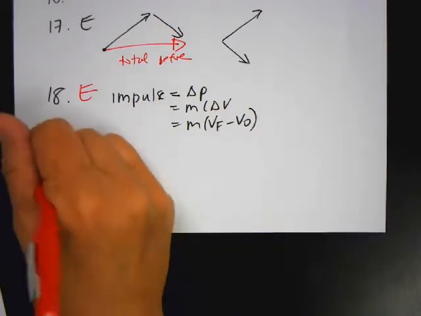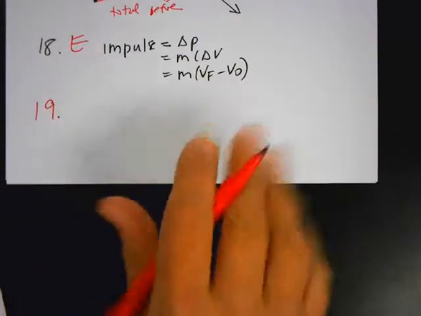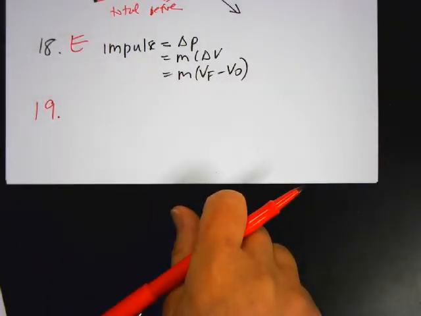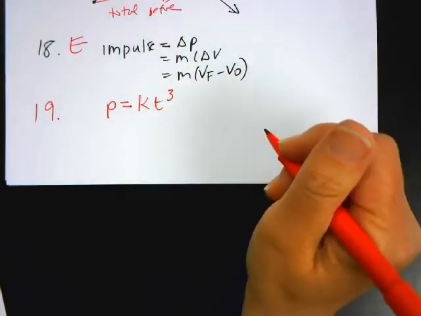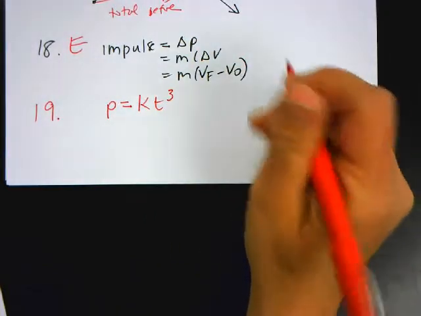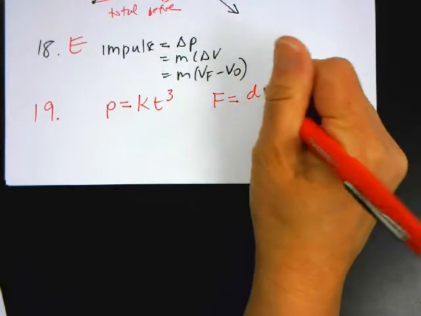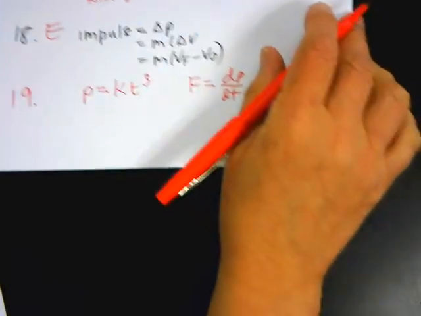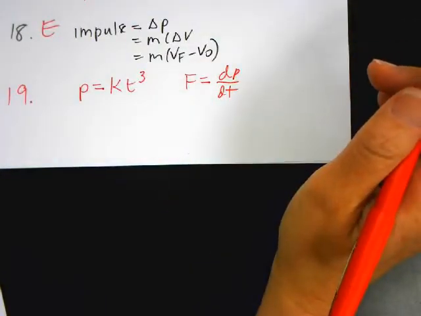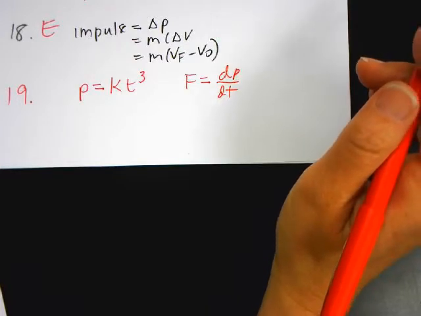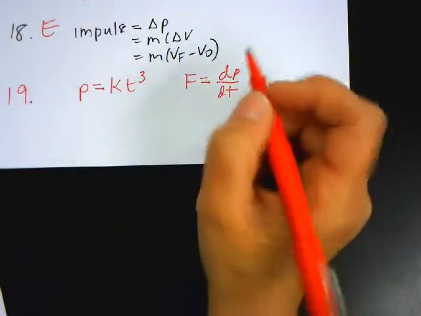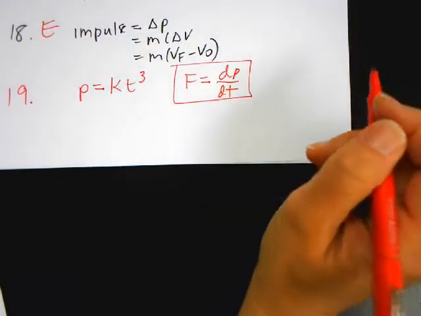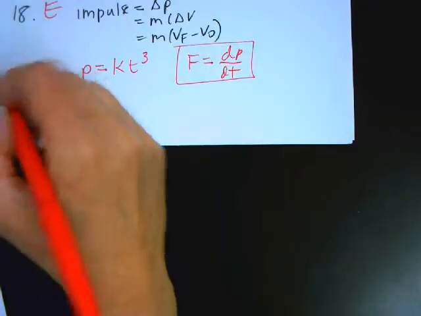Number 19. This is the calculus. The momentum of an object as a function of time is given by the equation. If you see anything like this, it's calculus. So what do you need to remember here? You need to remember that F is equal to dP over dt. So you just take the derivative of that, which is an easy derivative. The calculus ones are usually easy. All right, number 20.